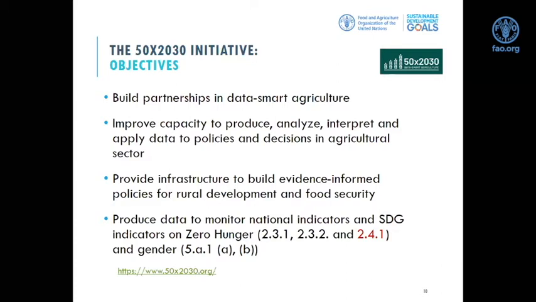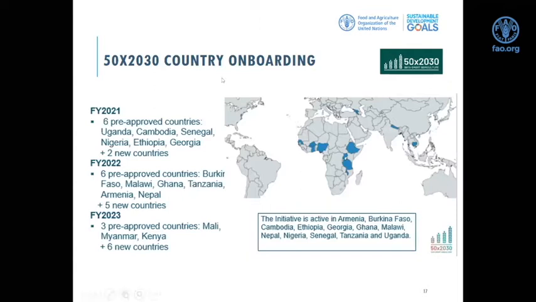So the motivation to implement the 50x2030 initiative is really linked to the SDGs. And we have the link for the website at the bottom. We can go ahead to the next slide. Not working, sorry. I don't know why.